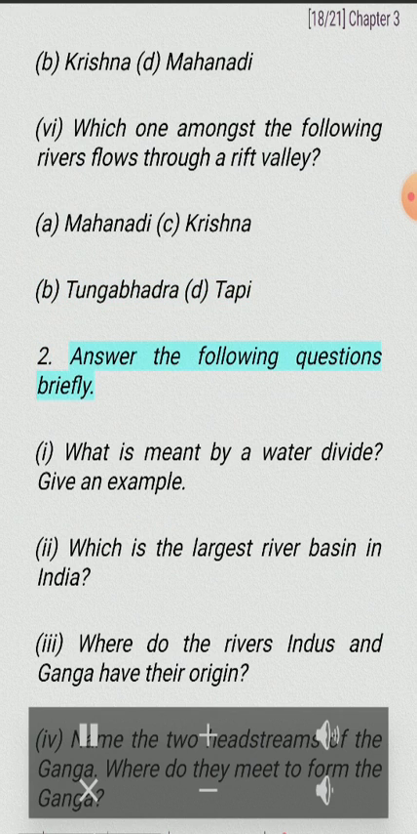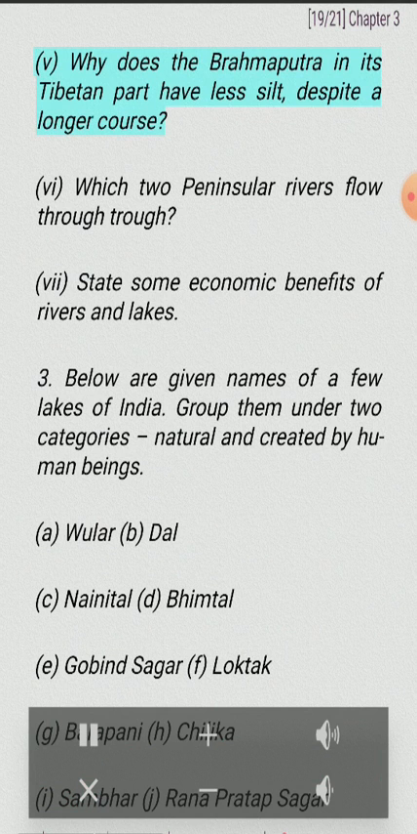2. Answer the following questions briefly. I. What is meant by a water divide? Give an example. II. Which is the largest river basin in India? III. Where do the rivers Indus and Ganga have their origin? IV. Name the 2 head streams of the Ganga. Where do they meet to form the Ganga? V. Why does the Brahmaputra in its Tibetan part have less silt, despite a longer course? VI. Which 2 peninsular rivers flow through trough? VII. State some economic benefits of rivers and lakes.